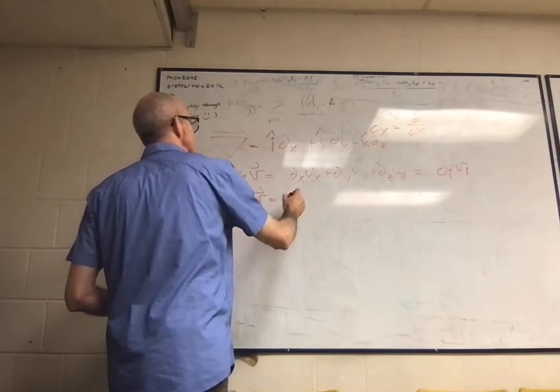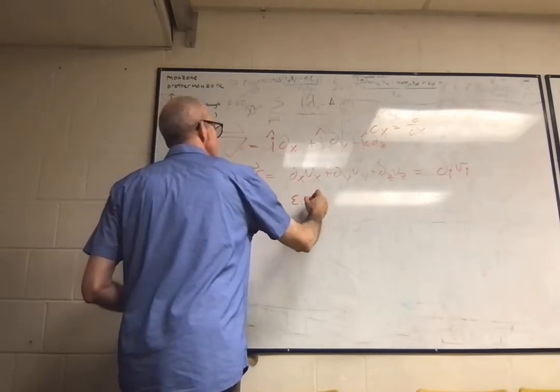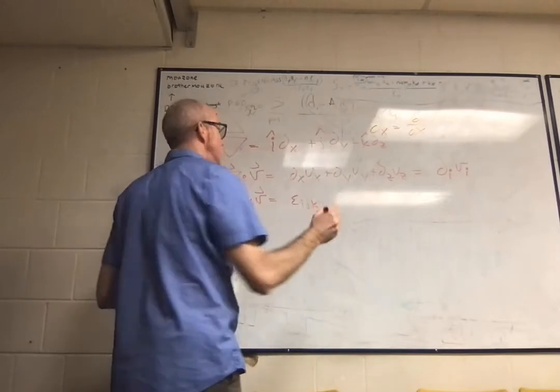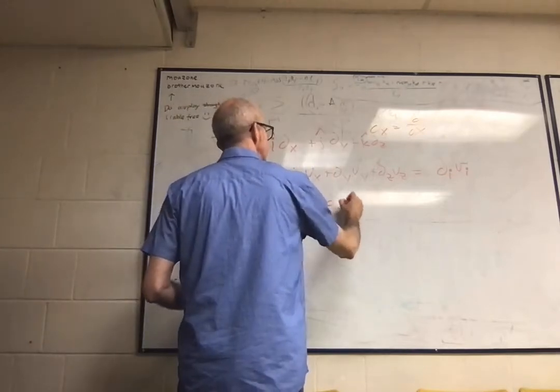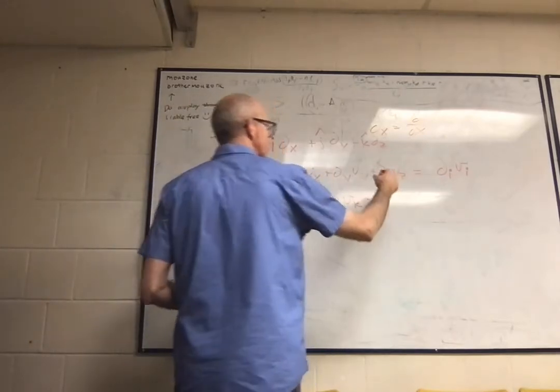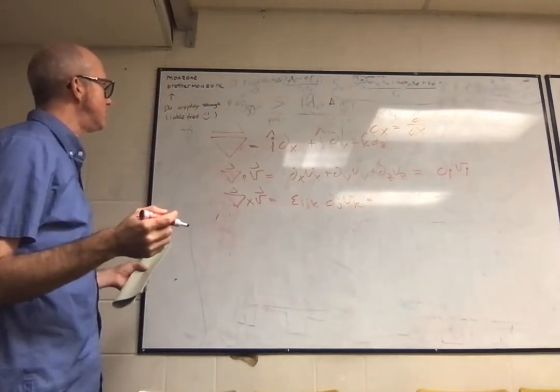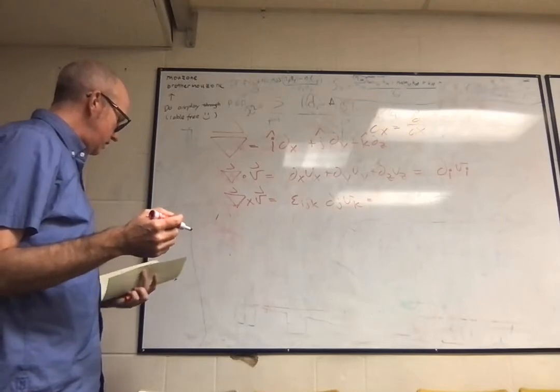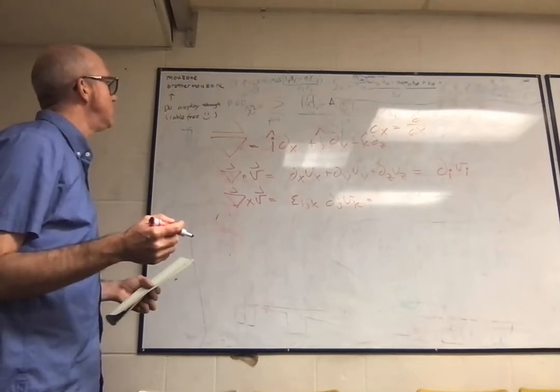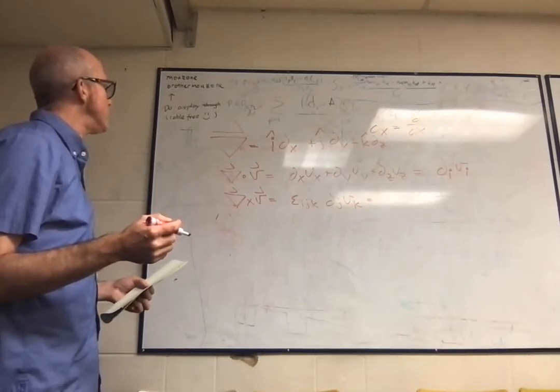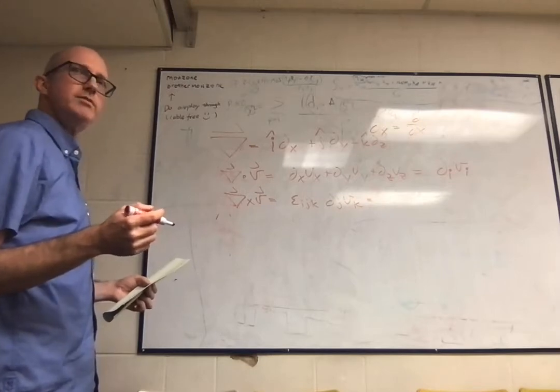What is this? Epsilon ijk. It's the curl. dj vk. And I'm not going to write it all out because I just kind of did. Here's the curl of the vector. Here's another vector operation that you may not have seen before.